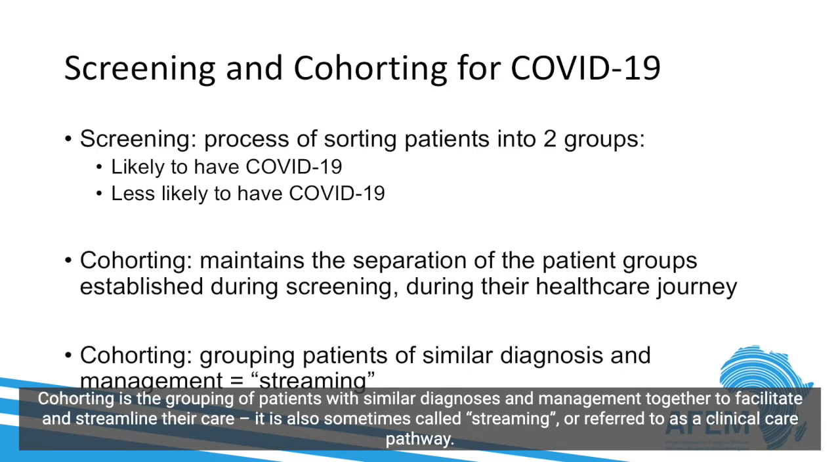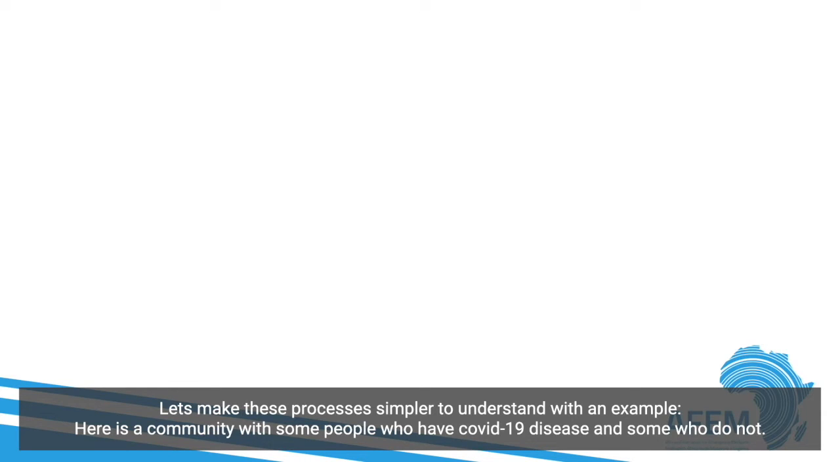Cohorting is the grouping of patients with similar diagnoses and management together to facilitate and streamline their care. It is also sometimes called streaming or referred to as a clinical care pathway. Let's make these processes simpler to understand with an example.